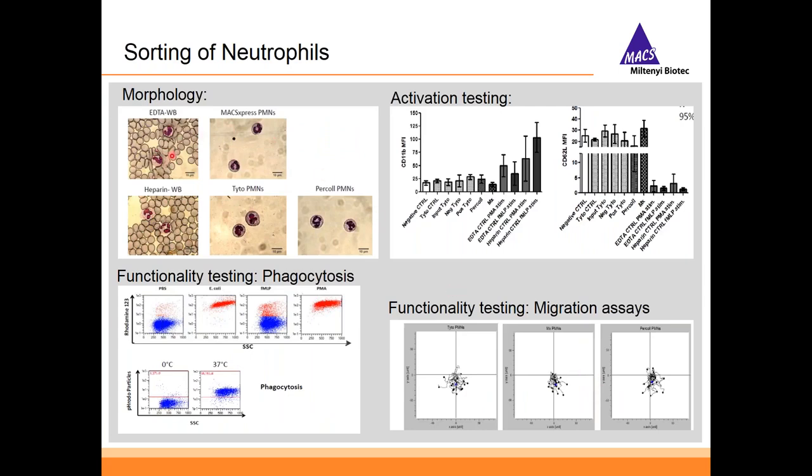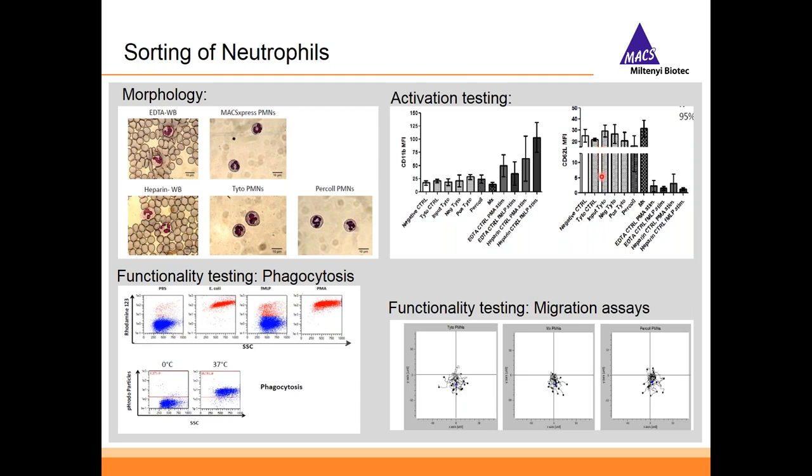So we checked for morphology, as you can see here. We compared with different isolation techniques such as also the MACSxpress or Percoll, and you can see that the Tyto did not affect the morphology of the cells in any negative way. We also tested the activation of the cells. As you can see, the cells were not activated when we checked for the surface marker CD11b, which becomes upregulated during activation of neutrophils, or CD62L, which becomes downregulated during the activation process.